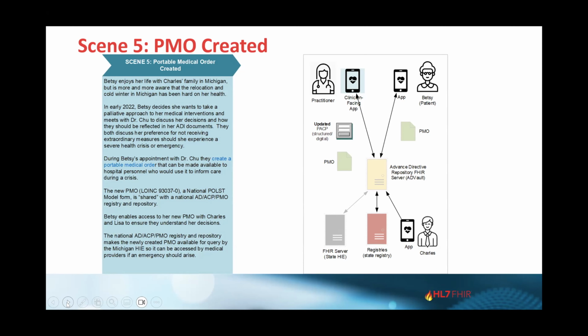During Betsy's appointment with Dr. Chu, they create a portable medical order that can be made available to hospital personnel who would use it to inform care during a crisis. The new portable medical order, a national POST model form, is shared with the National Registry and Repository. Betsy enables access to her new portable medical order with Charles and Lisa to ensure they understand her decisions. The National Registry and Repository makes the newly created structured portable medical order available for query by the Michigan Health Information Exchange so it can be accessed by medical providers if an emergency should arise.